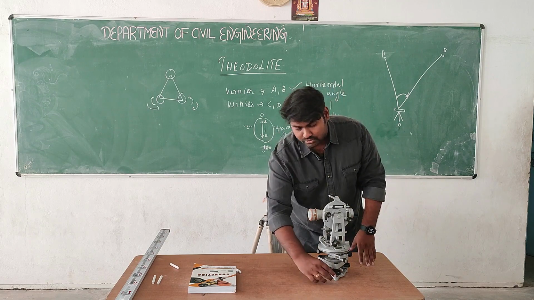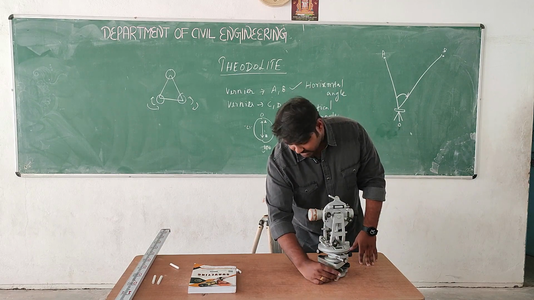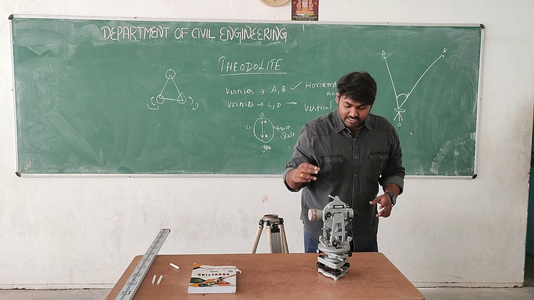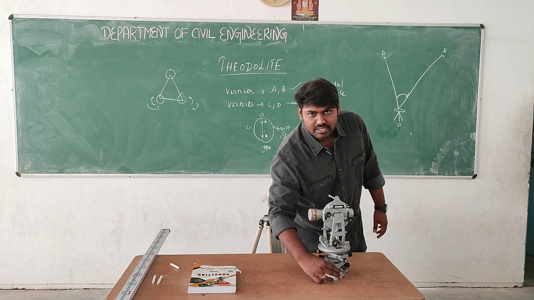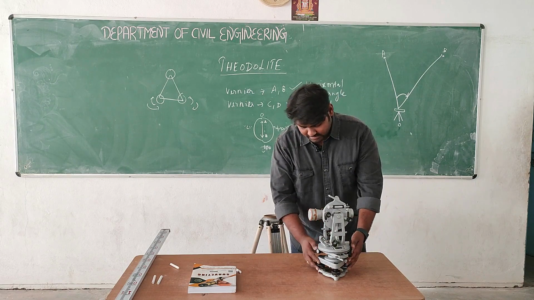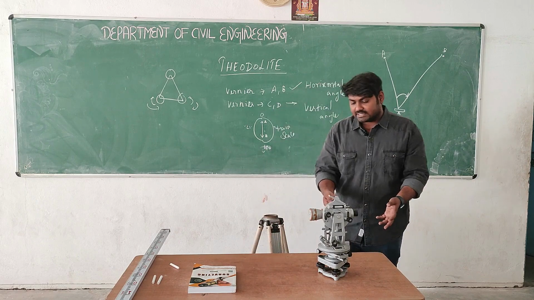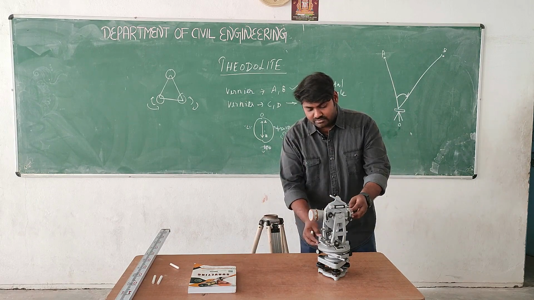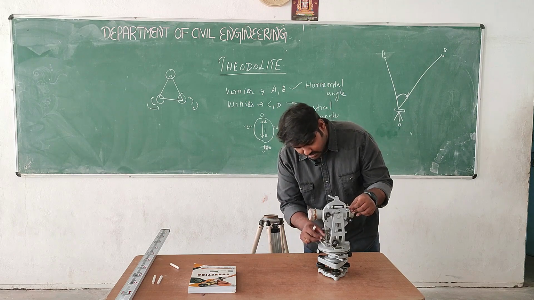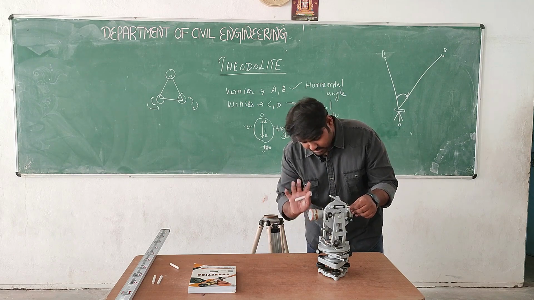The next step is another foot screw. This foot screw is adjusted simultaneously, clockwise or anti-clockwise, and we can find this out. Then how do we take the reading? Whether we have fixed it horizontally, we see whether the bubble tube is centered or not, and we will check.